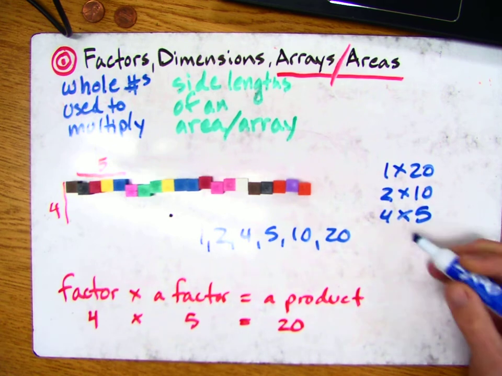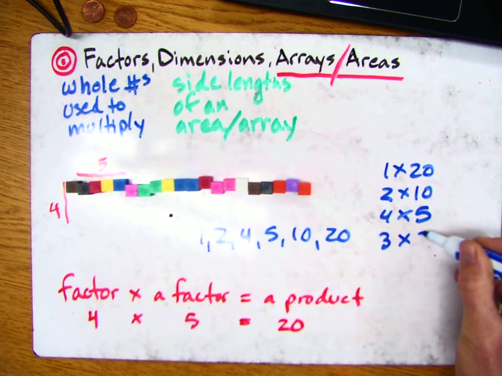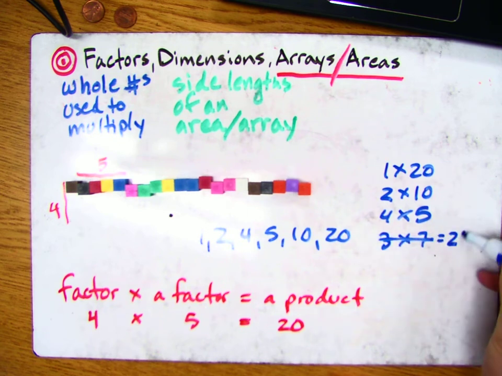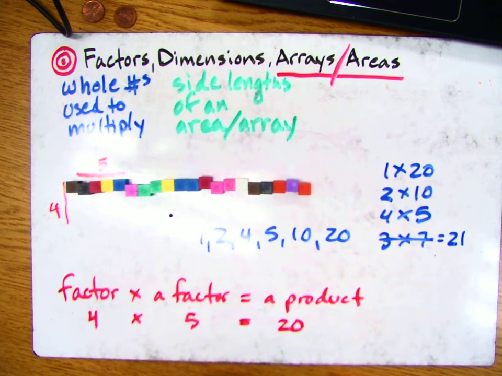Furthermore, we'd want students to know things like 3 times 7 proves that neither 3 nor 7 is a factor of 21. So that's just a brief reminder and refresher on what factors, dimensions, and arrays are.